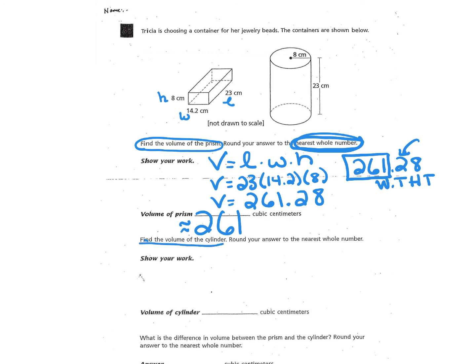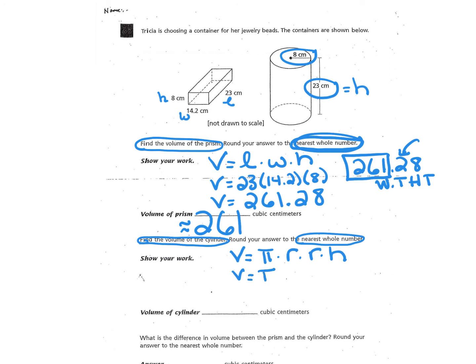Now let's find the volume of the cylinder. It states, find the volume of the cylinder. Round your answer to the nearest whole unit. Since they haven't told us what to do with pi, we're going to use the pi key. Volume equals pi times r times r times h. Well, we've been given a radius of 8 and an overall height of 23 centimeters. So let's multiply. Pi key times 8 times 8 times 23.